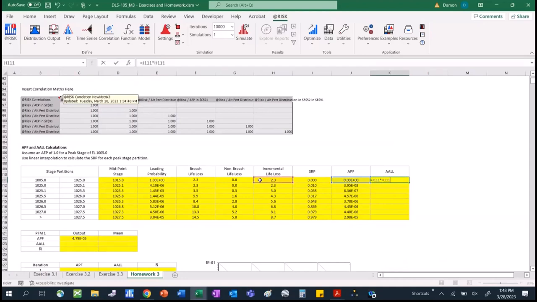In this particular example, I took it a little bit easier on you computationally because we didn't have exposures for day and night. There are scenarios where either there's plenty of warning or there can be other reasons, but where day and night life loss are assumed to essentially be the same. And if they are, then you don't need to mess with the exposures. But again, that'll come from your consequence specialist. So I took the APF times the incremental life loss. I can drag that all down. And then the average annual life loss is going to be the sum of all of those for each partition. And then N bar is going to be the average annual life loss divided by the APF.